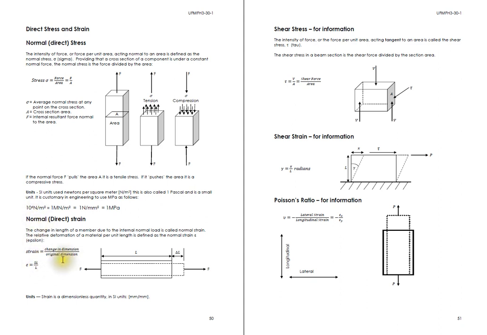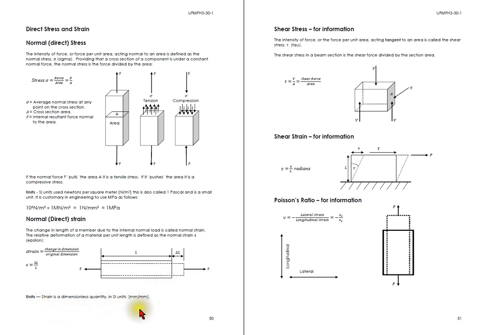Extension: when I start pulling something apart, it will tend to get thinner and it will tend to get longer. So the amount that it gets longer is the extension. That's going to be my delta L value, and then I divide it by the original length, and that term is known as the strain. In this particular case, it's known as the longitudinal strain because it's the amount that it's extending in the longitudinal or the axial direction. Strain has dimensionless units.